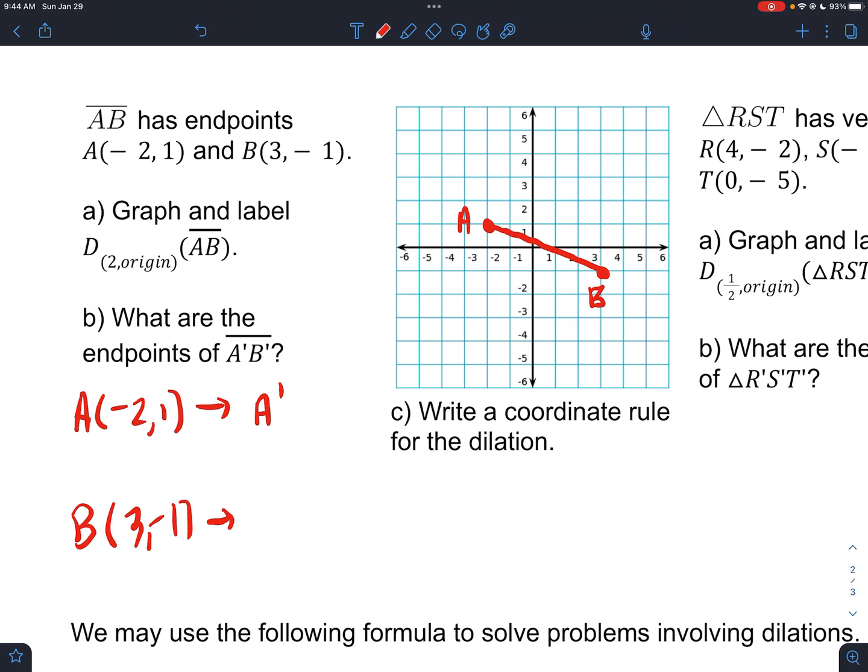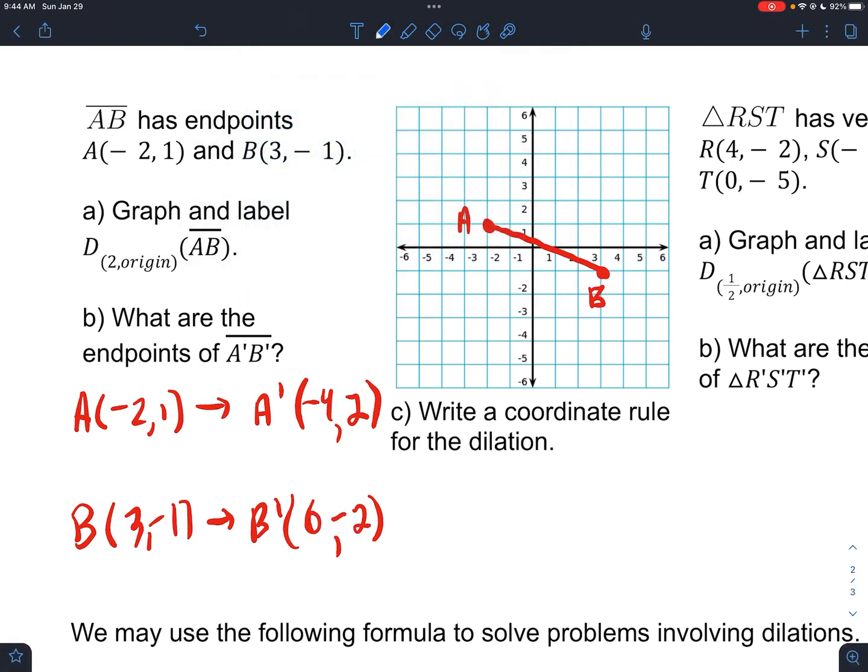And out of all the rules we've done, I know switching x and y with the reflecting over the line y equals x was pretty easy, but this one is very, very nice for us. We definitely want to do this by point. So we just have to double all of the numbers.